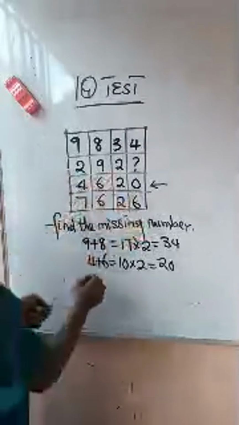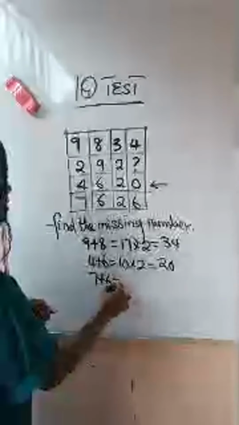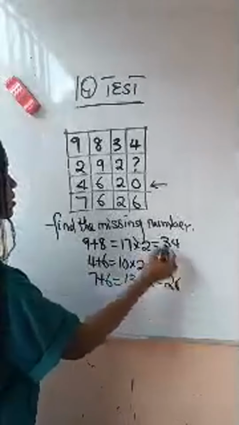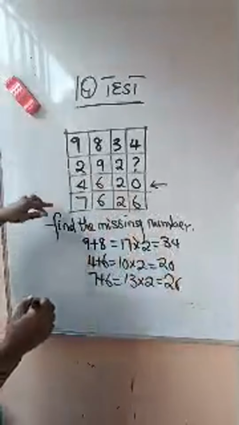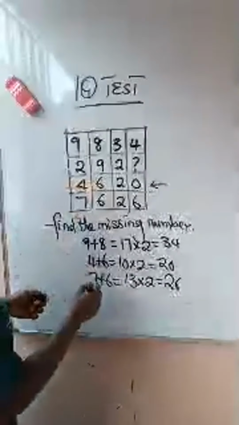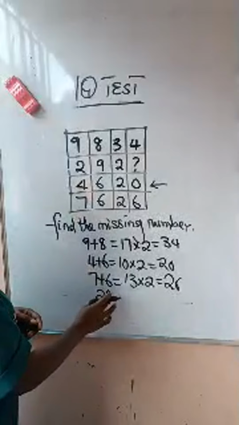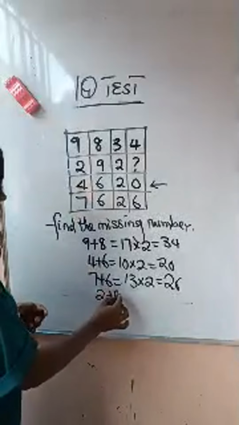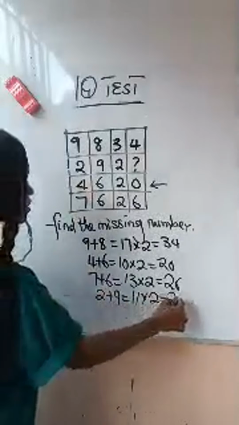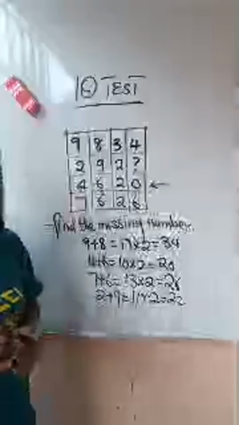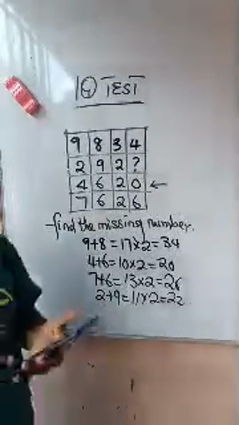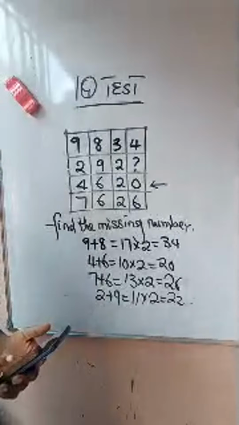Now, this one: 7 plus 6 is 13. When you multiply this by 2, you get 26. So you can see that the answer is simple. 2 plus 9 is 11. Now, 11 times 2 is 22. So the missing number is 2. The missing number is 2.